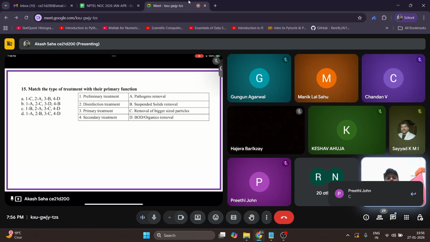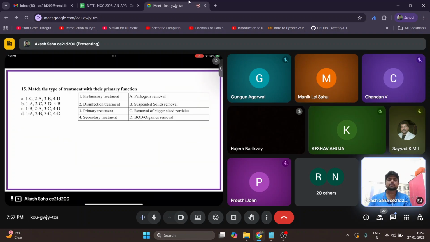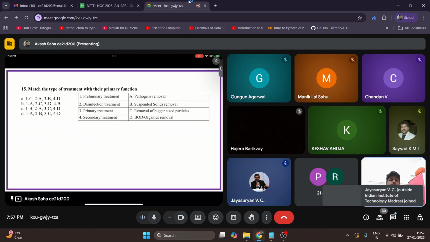Yeah, so most of you are answering option A. So let's see. In any wastewater treatment plant, we go for the preliminary treatment. Preliminary treatment includes the screening or the grit chamber, oil and grease, all these things. These remove the bigger size particles. Whatever bigger size particles are there are removed by the preliminary treatment.